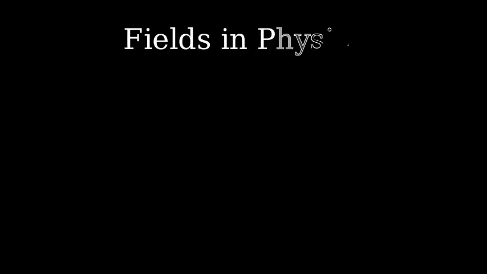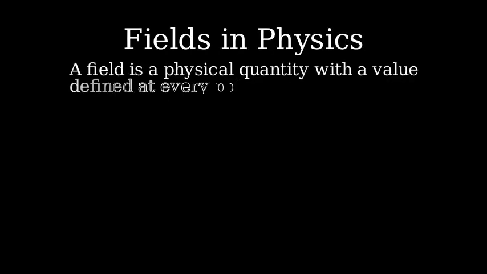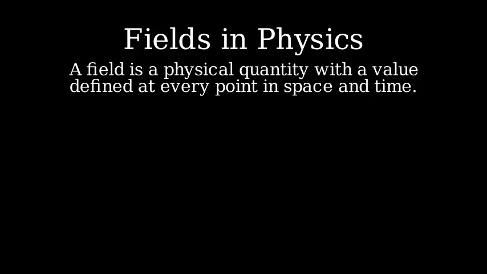Welcome to MathGPT. Today we're going to talk about fields in physics. A field in physics is a physical quantity that has a value defined at every point in space and time. Fields are used to describe how a physical property is distributed throughout a region, even in the absence of direct contact.